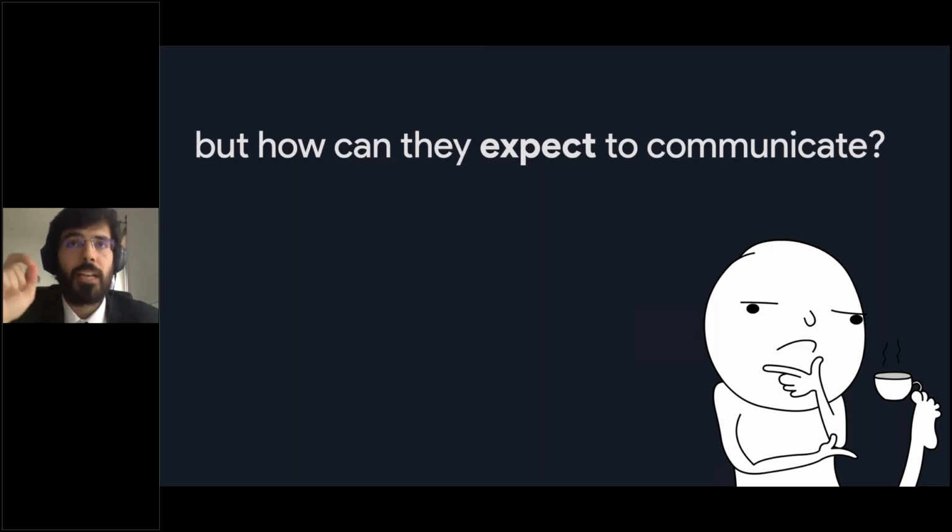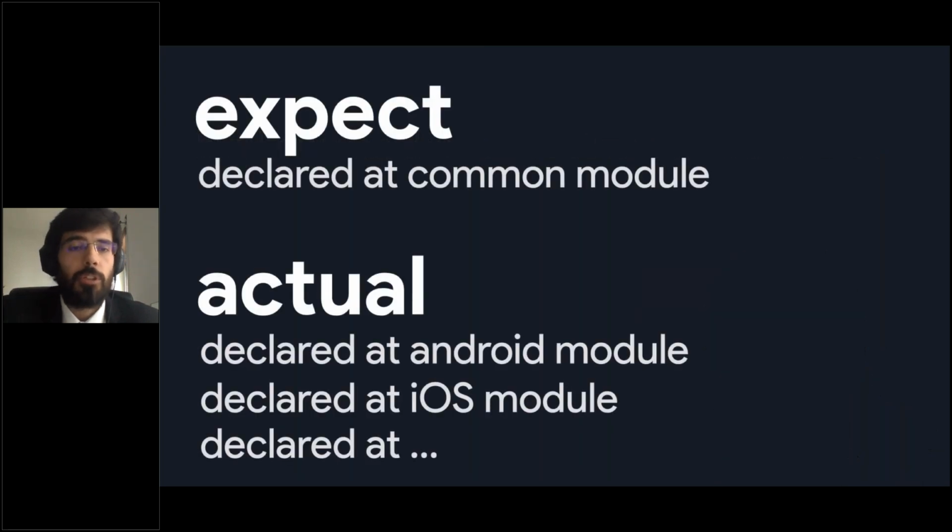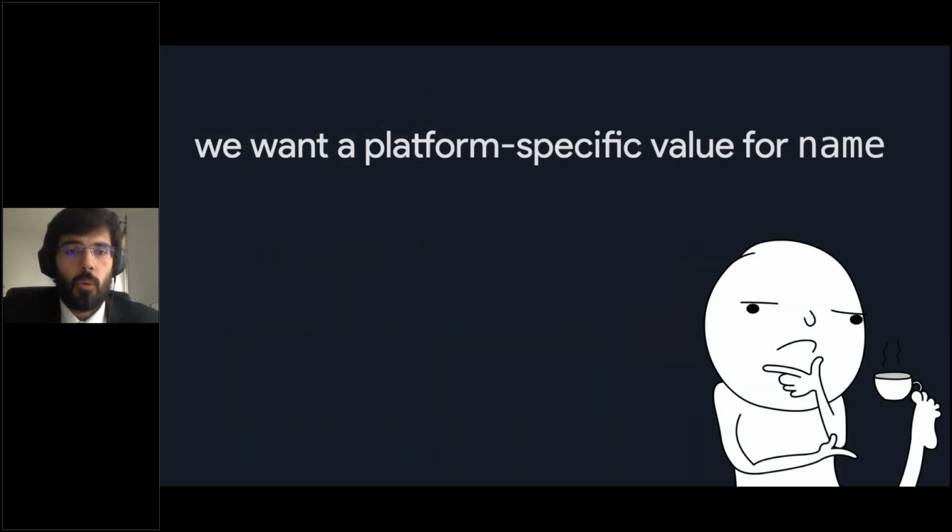So how can we communicate and access platform-specific values? The answer is quite simple. We use the keyword expect declared on a common model, and then we use the keyword actual when you want to define something that is platform-specific. Let's see an example. We want a platform-specific value for a name. For instance, we have an application, and we want on Android to say hello Android, and we want on iOS to see hello iOS. So this name needs to be platform specific.